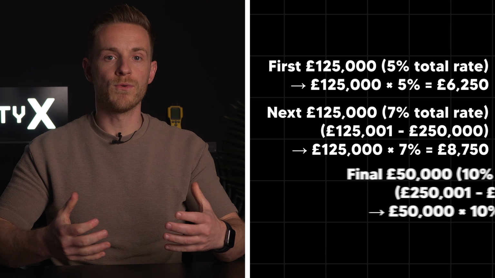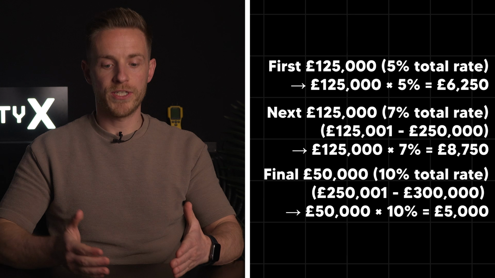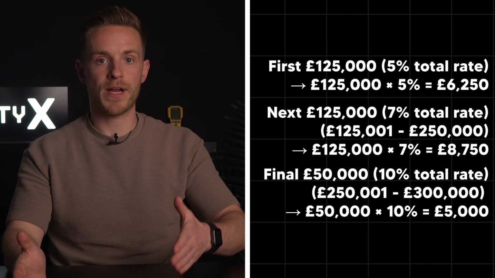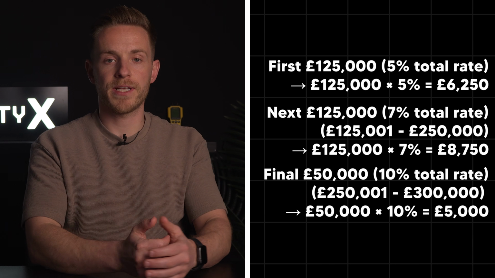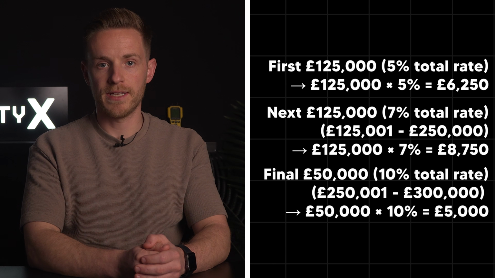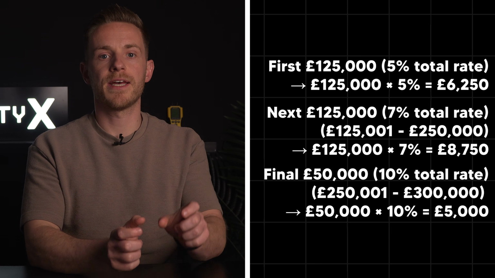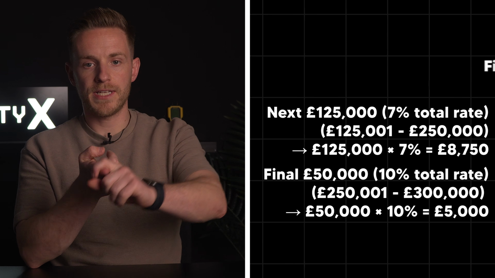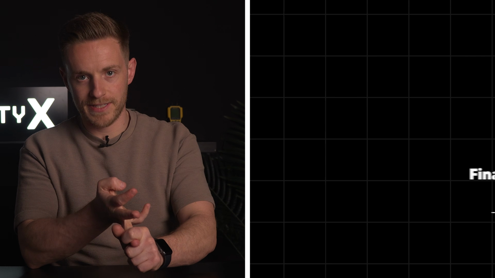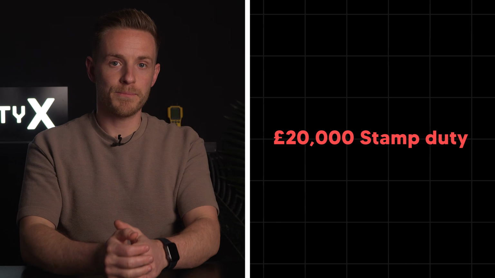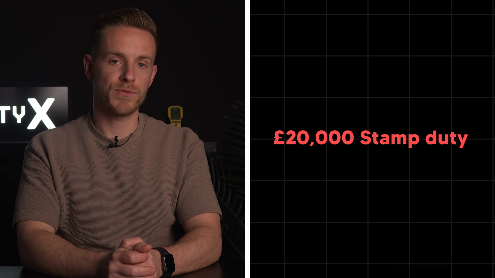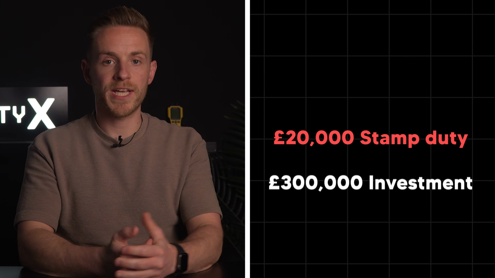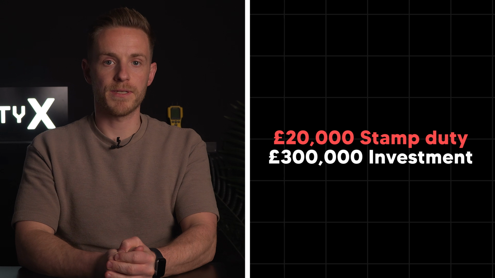And then that final £50,000, which is between the 250,000 bracket and obviously the purchase price of 300,000, is a 10% rate. So you've got £50,000 times 10%, which is £5,000. So 6,250 plus 8,750 plus 5,000 equals £20,000 in total payable stamp duty for just a £300,000 property investment. Obviously, that started from the 1st of April 2025 onwards.